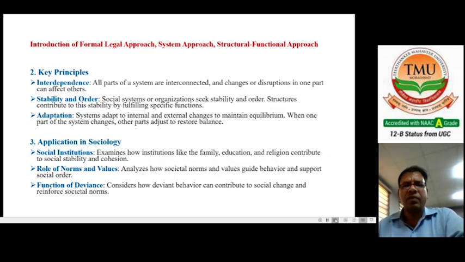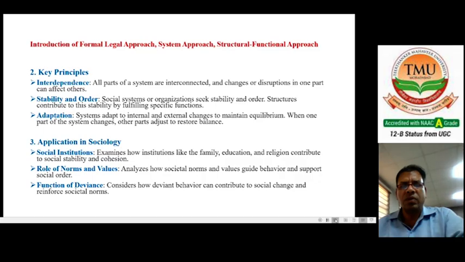Next, in the structural functional approach, there are some key principles. One is interdependence. All parts of a system are interconnected, and changes or disturbance in one part can affect others. Then stability and order: social systems or organizations seek stability and order, and a structure contributes to stability by fulfilling a specific function. Then adaptation: systems adapt to internal and external changes to maintain equilibrium. When one part of the system changes, other parts adjust to restore balance.